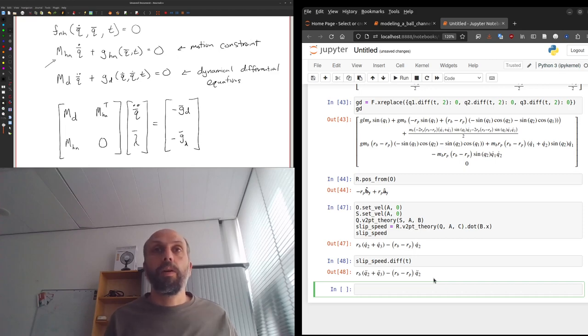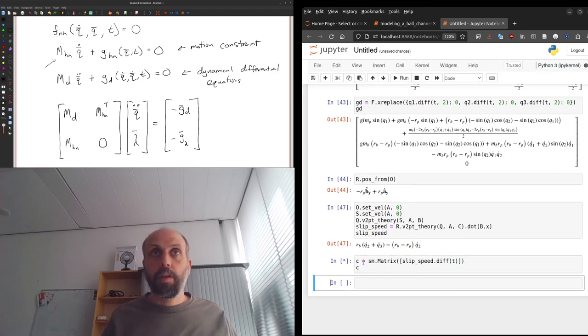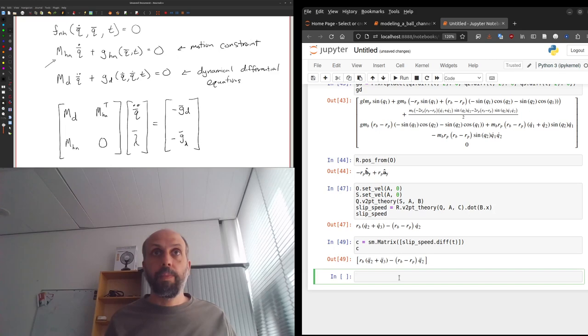All right, so that is our acceleration level constraint. We're just going to call it C, put it in a matrix so we can do matrix operations with it. It's only a single equation, but we still like to take the Jacobian as such. Okay, so that's the time derivative of that motion constraint. And then finally, we will calculate this M-hat and the G lambda term so we can formulate this whole equation. So we'll do C dot Jacobian of Q dot diff, right? So we get off the linear coefficients of the Q double dots, and that will be our M-hat.